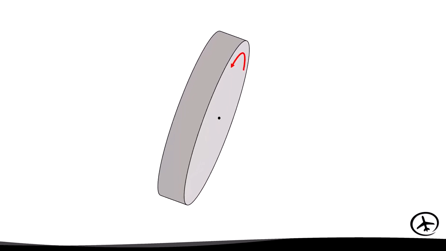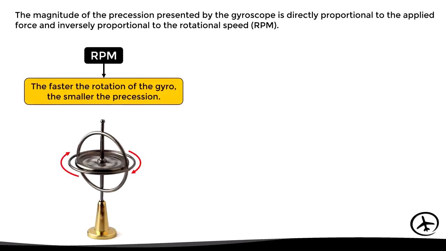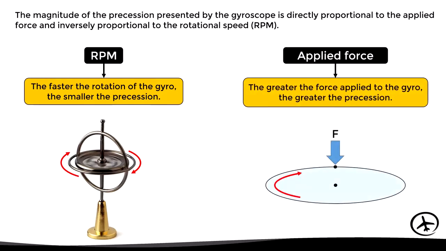Now, we have to mention that the magnitude of the precession is directly proportional to the applied force and inversely proportional to the rotational speed. This means that the faster the rotation of the gyro, the smaller the precession and vice versa. And on the other hand, the greater the force applied to the gyro, the greater the precession and vice versa. Up to this point we have already explained what the two main gyroscopic effects are.